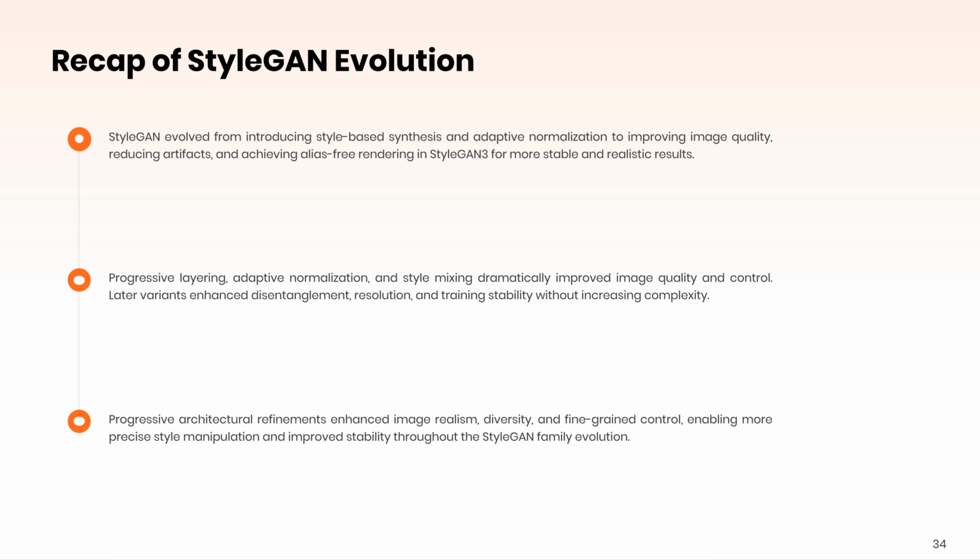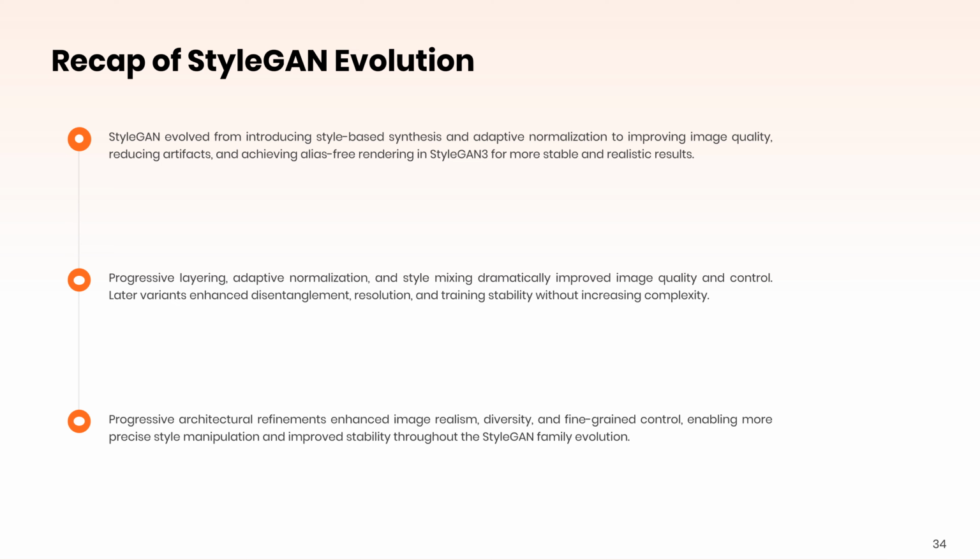StyleGAN 3 sharpened the emphasis on rendering fidelity by addressing aliasing and glitches that can arise during sampling and transformations. Alias-free rendering means edges and patterns remain stable under resampling and camera-like transformations, reducing sharp, fake-looking artifacts and improving consistency across views and scales. This stability pays dividends in both single-image quality and multi-image coherence, which matters for datasets with varied viewpoints and a broad class of subjects.